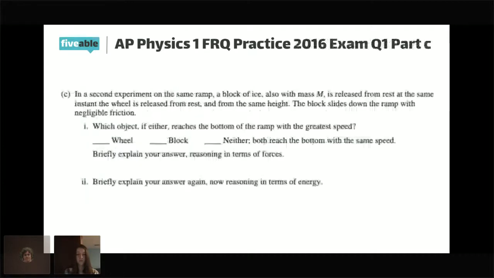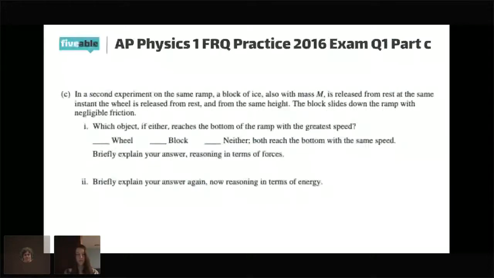So it says, in the second experiment on the same ramp, a block of ice, also with mass m, is released from rest at the same instant the wheel is released from rest and from the same height. The block slides down the ramp with negligible friction. It says, which object, if either, reaches the bottom of the ramp with the greatest speed? Then part 2 says, briefly explain your answer, now reason in terms of energy. I read them both because they're both on the same slide.